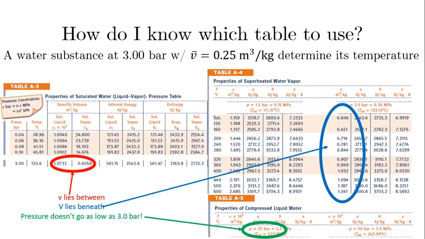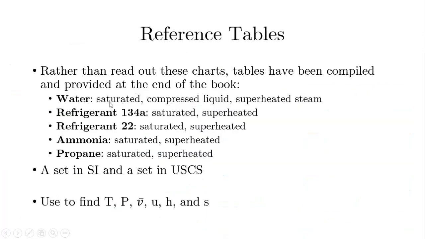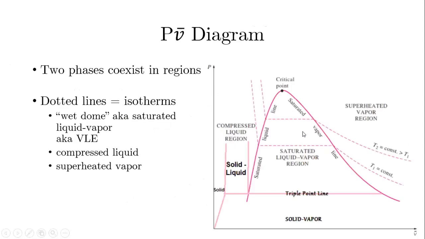So how do I know which table to use? Okay, so let's say the question says: a water substance at 3 bar with specific volume of 0.25 meters cubed per kilogram, and I want to know what the temperature is. Okay, so I have 3 options for water, as I just mentioned. So I go to the back of the book and I see I have a saturated table, I have a liquid table, and I have a steam table. Meaning, again, I have here, I have here, and I have here. So I was given a volume somewhere here, and I was given a pressure somewhere here, and I want to know what the temperature is.